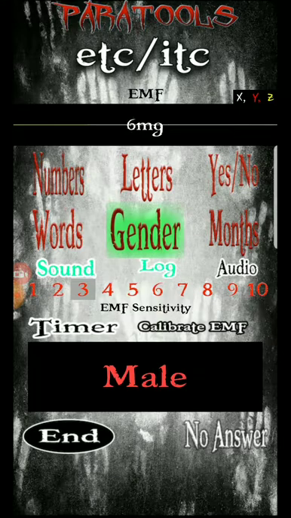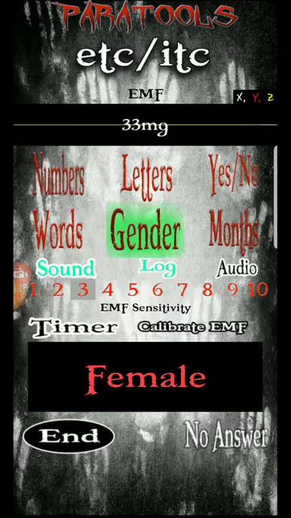And then hit log. Female. And we're going to do the same thing. We're going to pretend that it's getting triggered by EMF. Female. And 42 milligauss again stopped it. So it tells us that it's female.